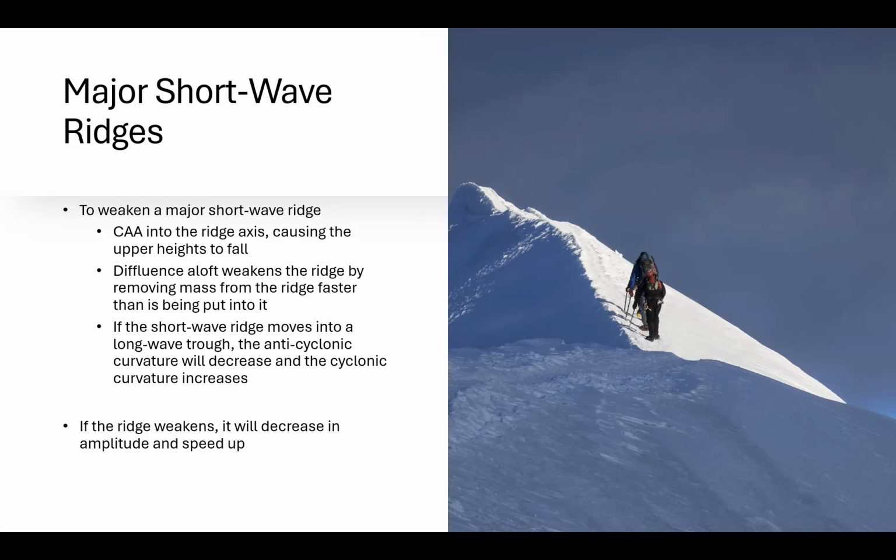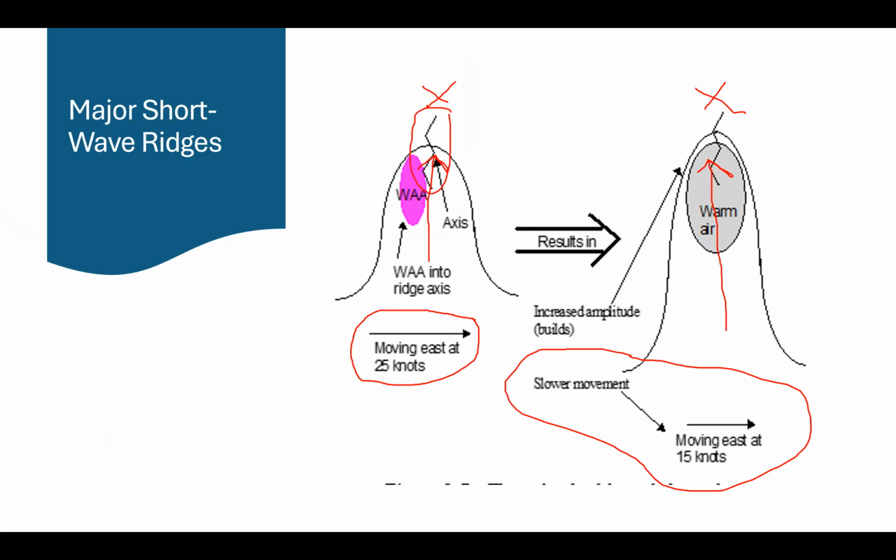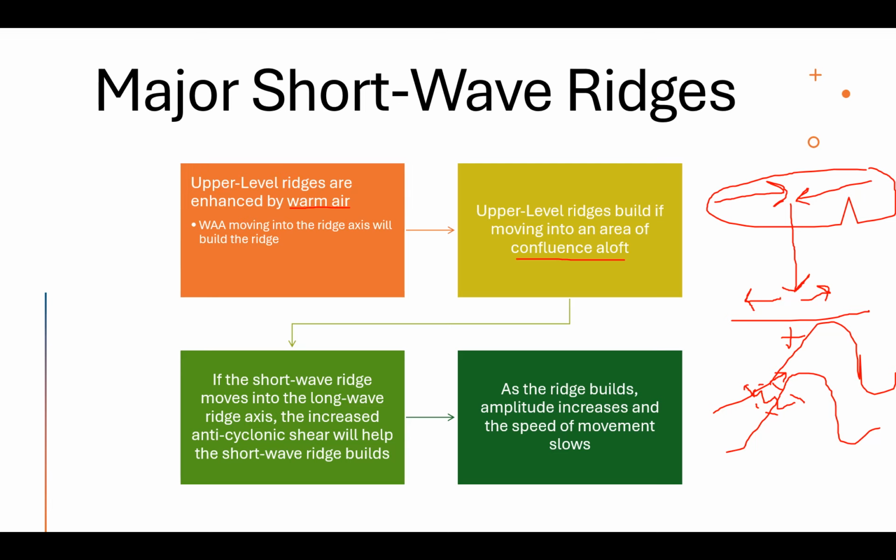So it's basically the opposite of what we saw here of how you build ridges. You build major shortwave ridges with warm air advection moving into the ridge axis. If you increase your convergence aloft, you're adding mass over here on the right. It's your damper effect. You're bringing more in than is being pushed away or pushed out at the surface. And then if the shortwave ridge moves into a long wave ridge axis, that's increasing the anticyclonic curvature. It's going to help build the shortwave ridge.